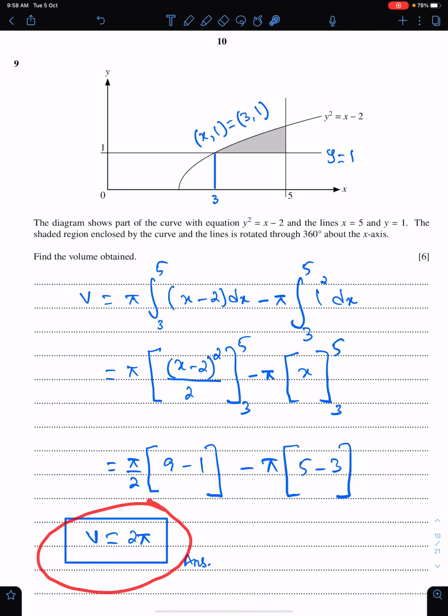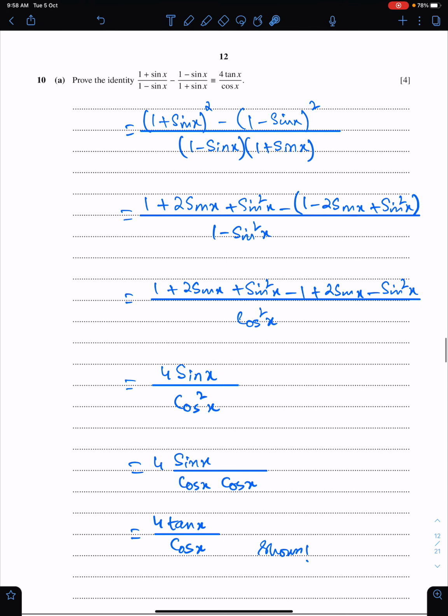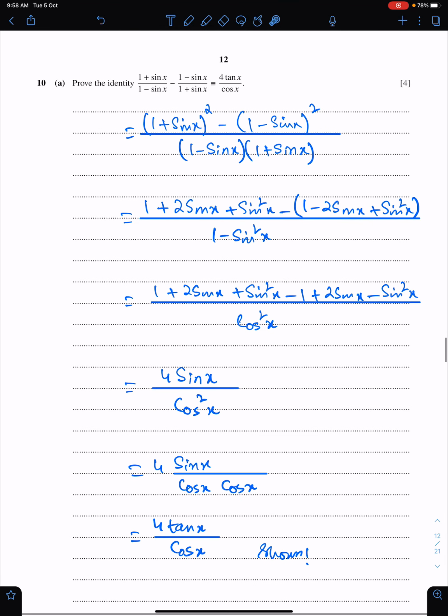And make sure you give your answer in terms of pi. This is the exact answer. Next question, number 10. We need to prove this thing.